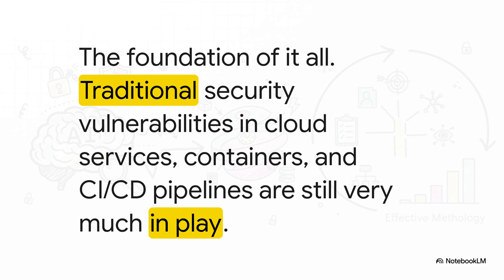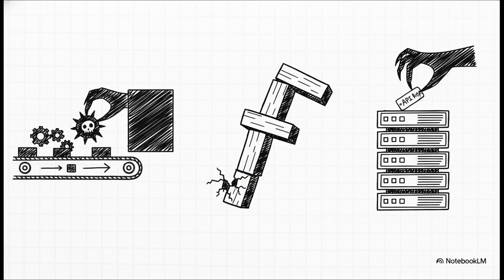And finally, we hit the foundation at layer 5, the infrastructure. This is what everything else is built on. And guess what? All the traditional security problems we've been dealing with for years, in the cloud, in containers, in our CI/CD pipelines, they're all still here and they're just as dangerous as ever. A weakness here can bring the whole AI system crashing down. You can't forget the basics. Standard infrastructure security is absolutely non-negotiable.